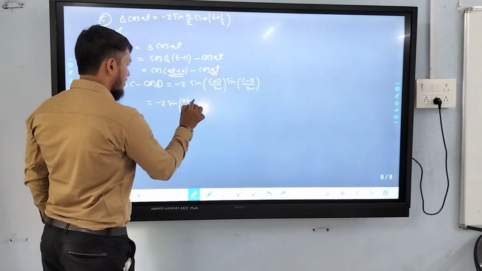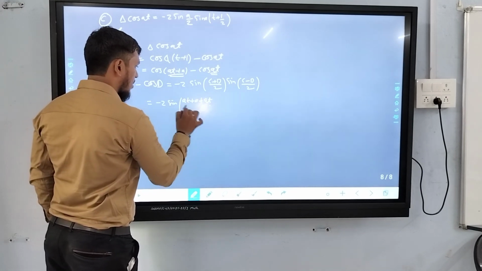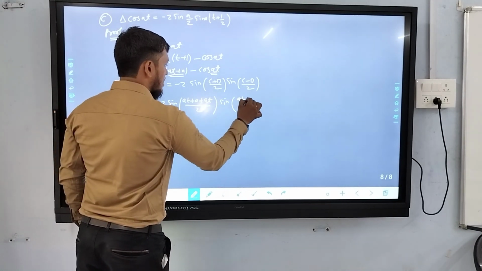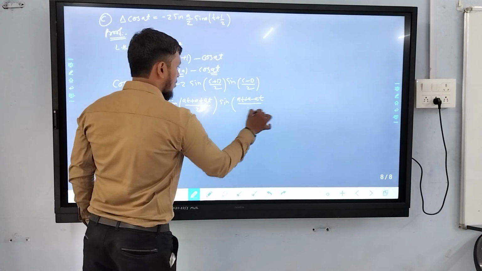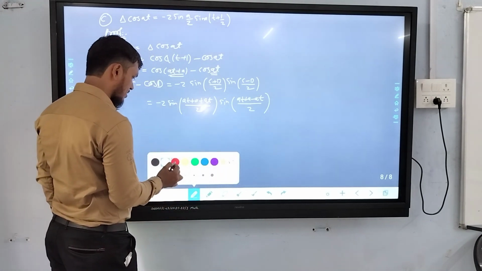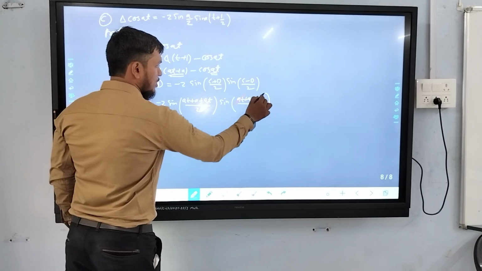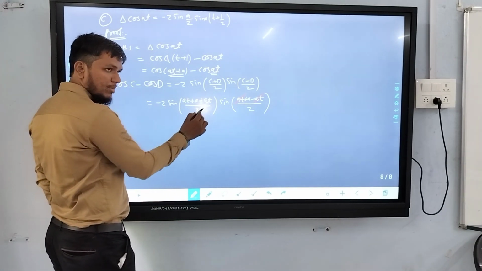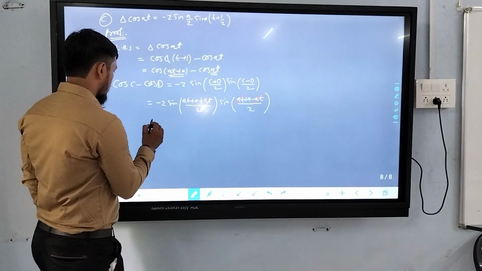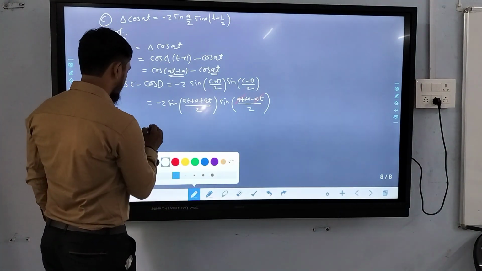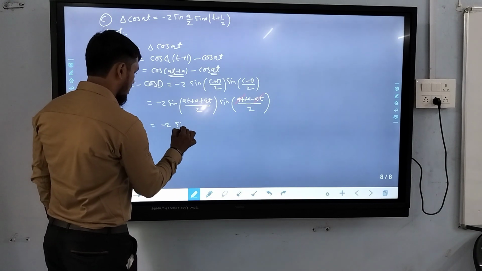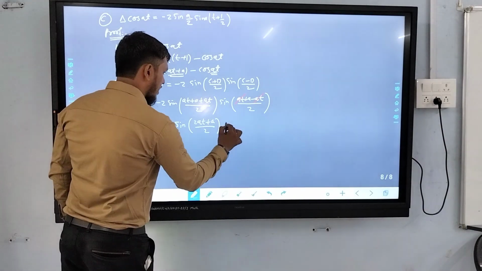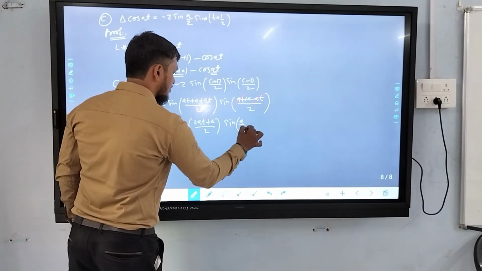So it is (at + a + at)/2, and next is (c − d), so (at + a − at)/2. From this, positive at and negative at will cancel, and the at and at become twice at. So minus 2 sin((2at + a)/2), and here it is sin(a/2).